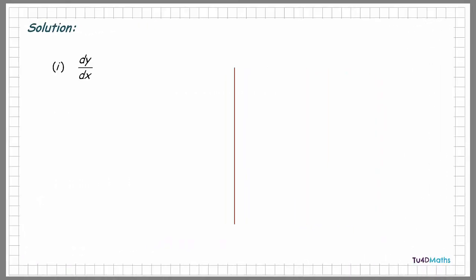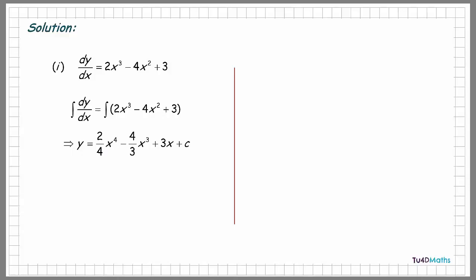So in the first question we're given dy dx, which is the first derivative, or the slope, is equal to 2x cubed minus 4x squared plus 3, and we need to find y. Now to do this we integrate both sides, and if we integrate dy dx we get y. Integrate x cubed, we add 1 to the power and divide by the new power, which gives us 2 over 4 times x to the power of 4. Integrate x squared, we get x cubed over 3, and integrate 3 times x to the power of 0, we get 3 times x. And we add the constant c to give the indefinite integral.